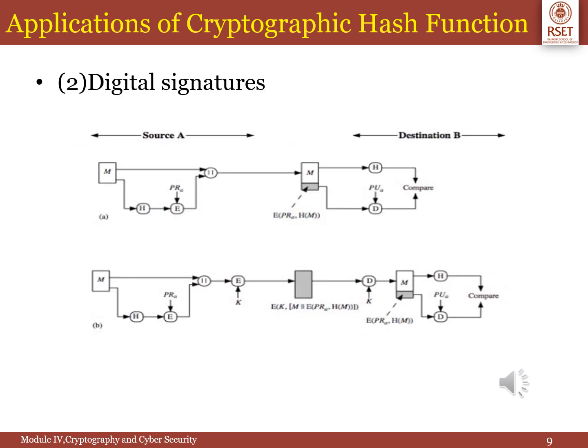Now, let us move to the second application of cryptographic hash function, that is digital signatures. In the case of digital signatures, the hash value of a message is encrypted with the user's private key. Anyone who knows the user's public key can verify the integrity of the message that is associated with the digital signature. Now let's move to figure A.